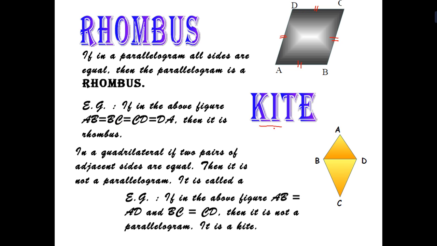And sixth, that is kite. In a quadrilateral, if two pairs of adjacent sides are equal, then it is not a parallelogram, it is a kite. When adjacent sides are equal, it is called a kite. So AB equal to AD is the first pair, and BC equal to CD is the second pair. Then it is called a kite. So these are all the basic information related to the different types of figures made from a quadrilateral.